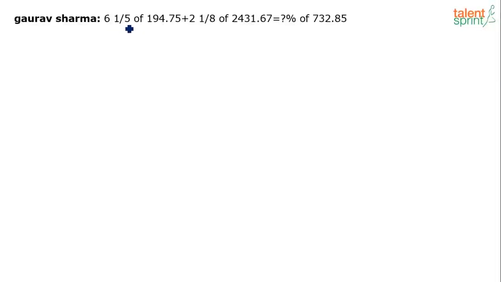6 1 by 5 of 194.75 plus 2 1 by 8 of 2431.67 equals to what percentage of 732.85? Okay.